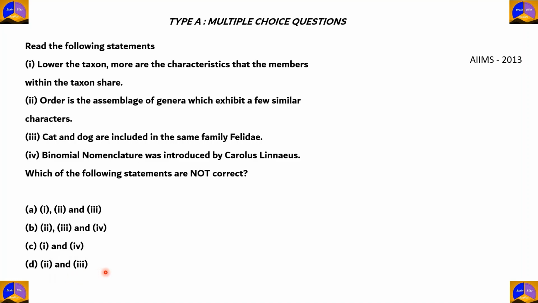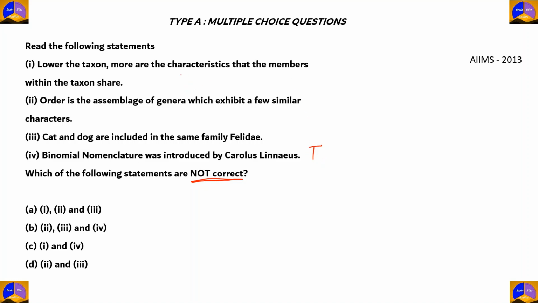Now, this question is very significant because what we are asked to find are the options which are not correct. I repeat, not correct. So let's look at each statement. Binomial nomenclature was introduced by Carolus Linnaeus. The statement is true.